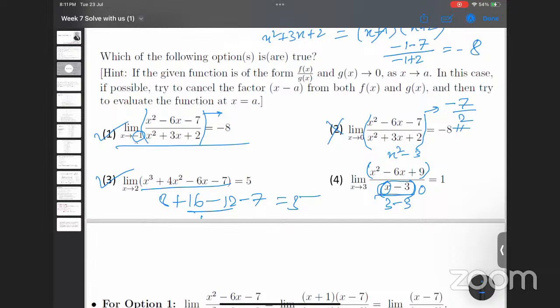Ma'am, it's x minus 3 whole square maybe. Yes, sorry, it's directly x minus 3 whole square. So you can just cancel the term and it will be limit x tends to 3, x minus 3, right? So this will be 0, and this is not equal to 1. So it will be the wrong option. Fine. Any problem with this question 1?